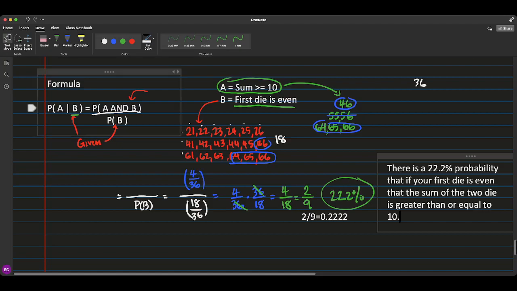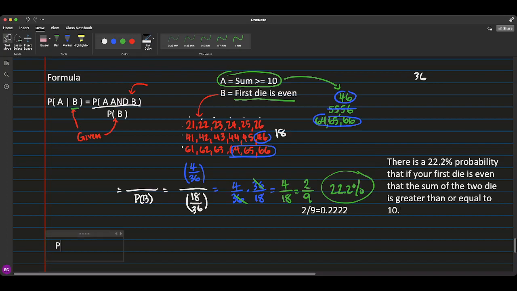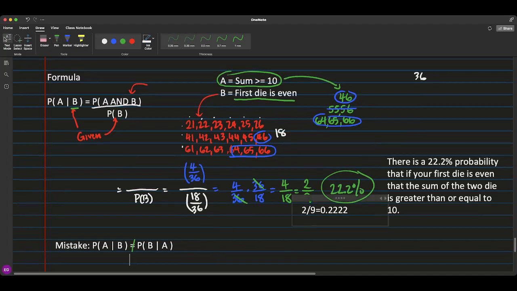So you need to be careful about conditional events. A lot of people make the mistake and think that the probability of A given B is the same as the probability of B given A. That's not true. These in general are not equal to each other. So don't make that mistake.